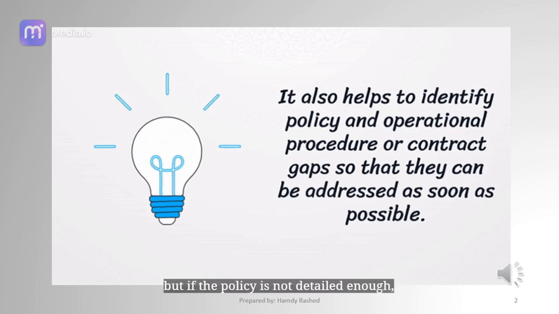But if the policy is not detailed enough, what should management staff do? Does the inadequate detail of the policy manual relieve management staff from responsibility for taking reasonable care to do the business? We will clarify that in our upcoming example.